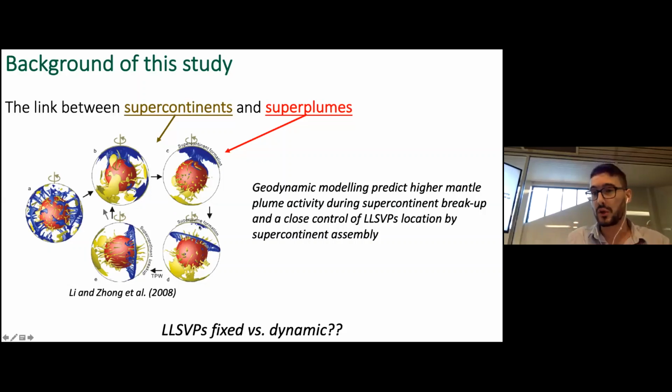You're going to form a subduction girdle all around the supercontinent, and the subduction girdle will have deep, profound effects on the structure inside of the Earth. You're going to have the formation of an upwelling below the supercontinent and the formation of an antipodal upwelling on the other side. And this will control the position and the formation of the plumes and the LLSVPs. So we have geodynamic modeling that predicts higher mantle temperature and higher mantle activity during supercontinental breakup, and close control of the LLSVP location by supercontinental assembly, which suggests that the LLSVPs are dynamic, by contrast with what we think based on the reconstruction and the position of the LIPs.